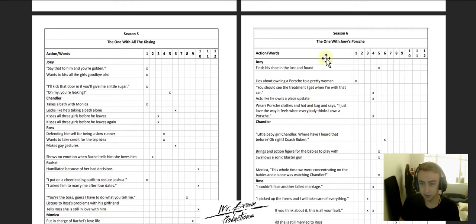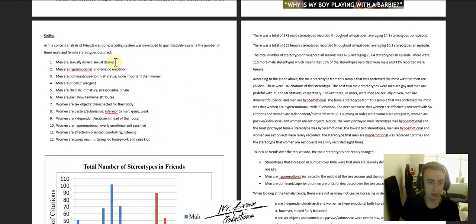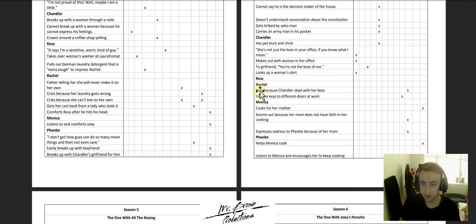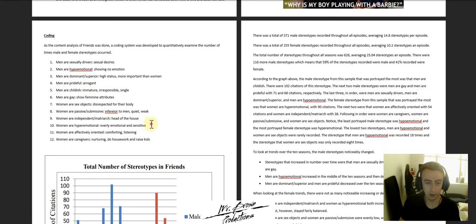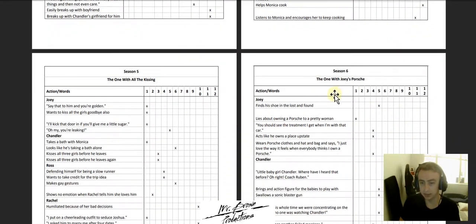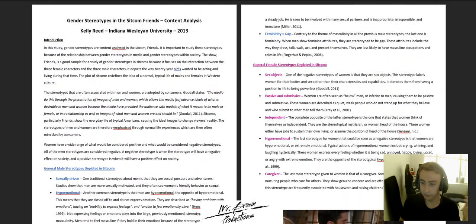So the idea that Joey lying about owning a Porsche to a pretty woman is an example of stereotype 1, where men are sexually driven. So you can sort of see how it all links. Rachel yelling at Chandler because he slept with her boss is 10: women are hyper-emotional, overly emotional and sensitive. So you can see how they're linking all of those here into those stereotypes. So, very good reading, that one.